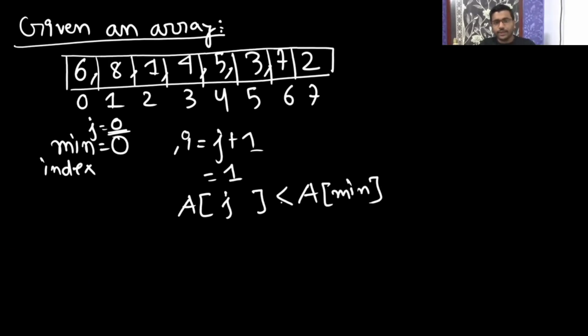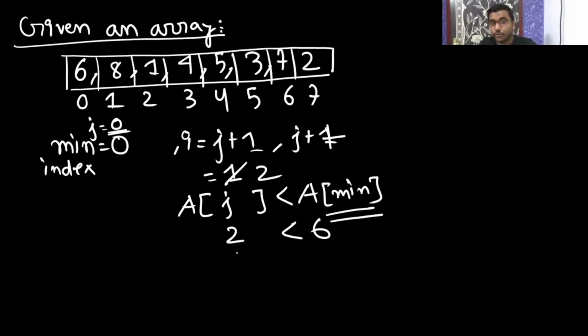See what I am doing here. I am checking whether the value at index j is smaller than the minimum which I have considered. No, it is not smaller, so I will do j plus plus, and j will go to 2. Now a of j is 2. 2 is smaller than 6. Yes, 2 is smaller than 6.